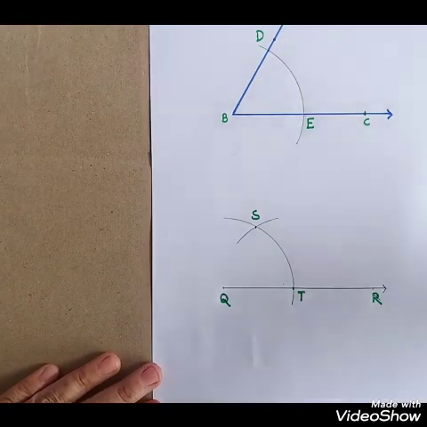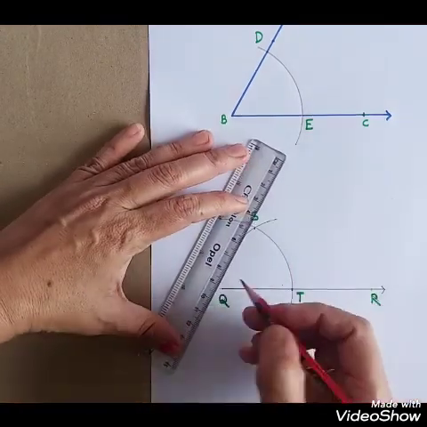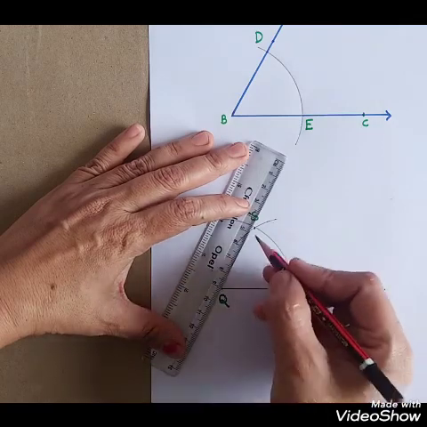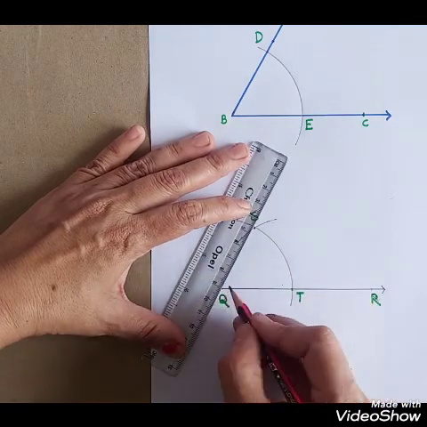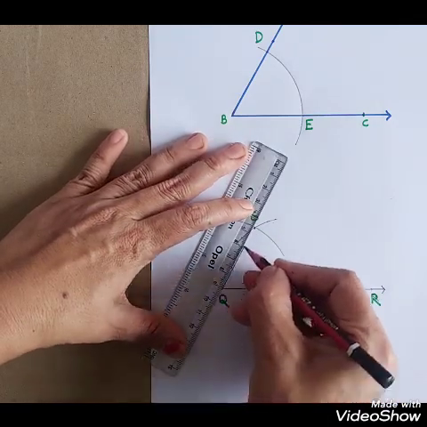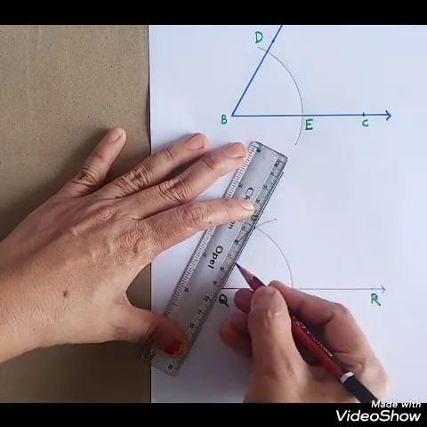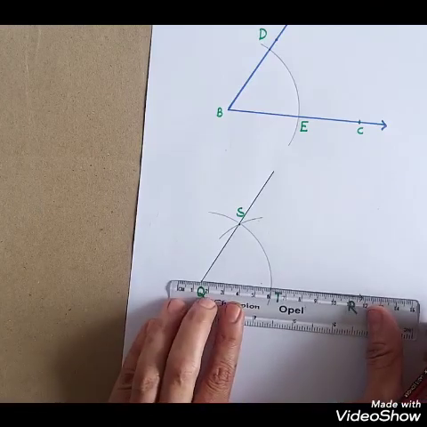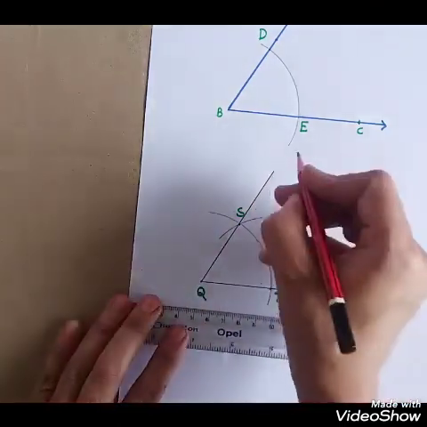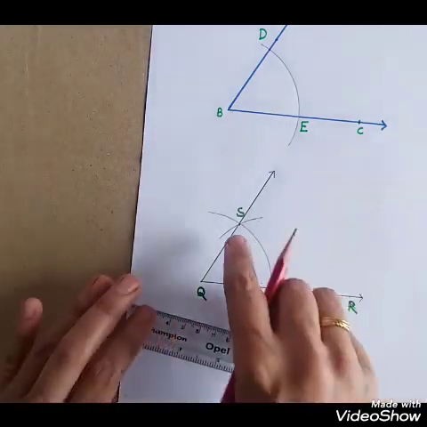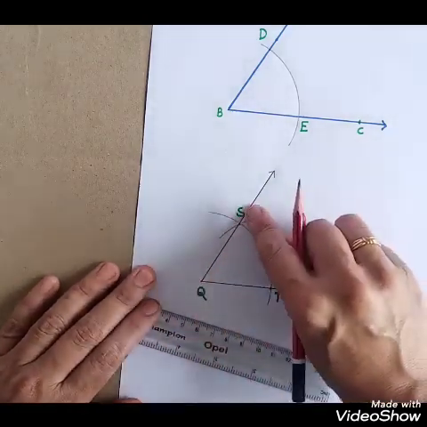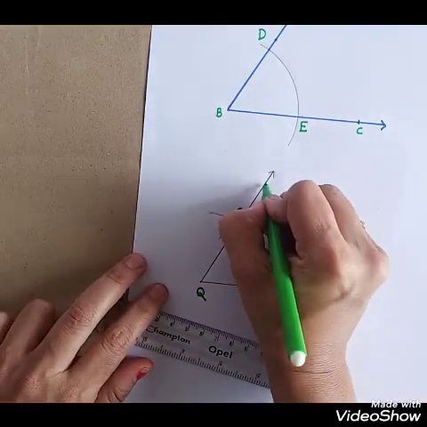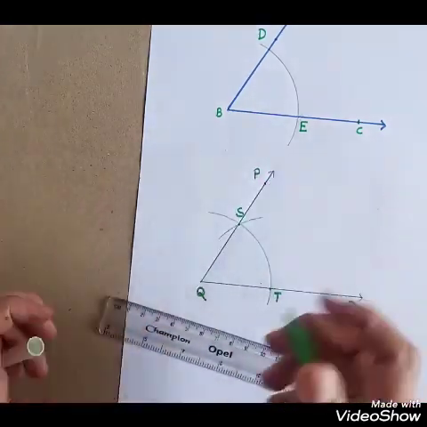Now draw ray QS. We are joining these 2 points. That means we are going to draw ray QS. This is the point of intersection. It is ray QS. But we are taking another point P on this ray QS. So this is point P.